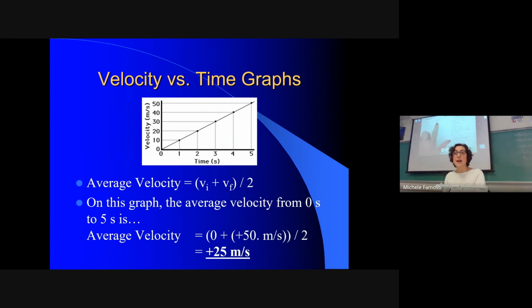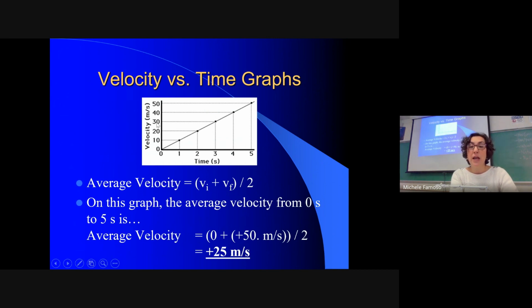This is why it's not given to you on the reference table, because we assume that by the time you get to 11th and 12th grade, you know how to find averages of data. You add up the data points and divide by the number of data points. That's exactly what you're doing here. You're getting an initial and a final velocity from your graph by reading this value as your initial velocity. That value is your final velocity. So 0 plus 50, that's 50. I divide it in half.